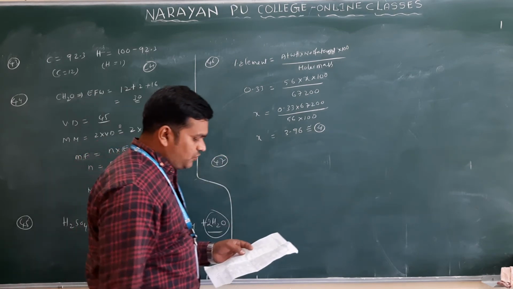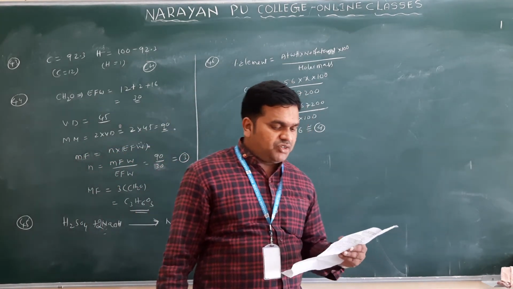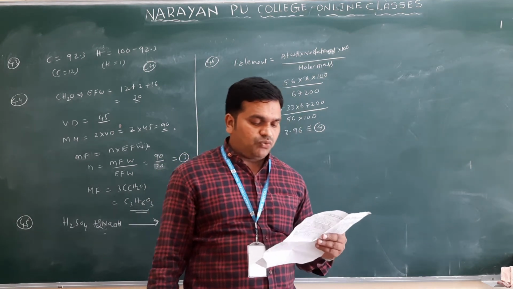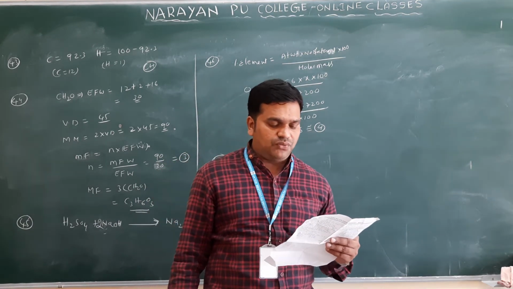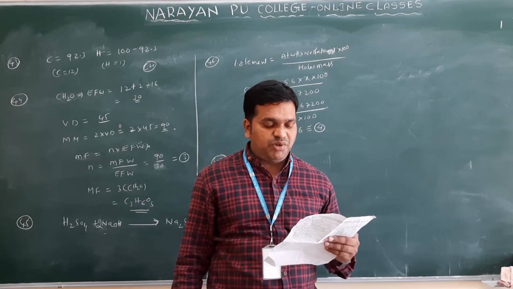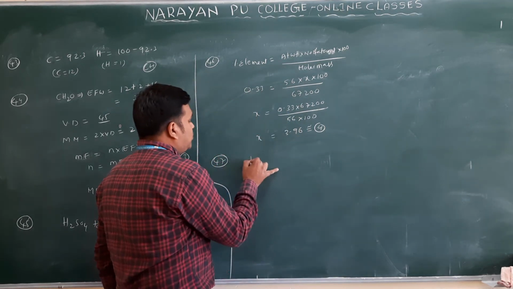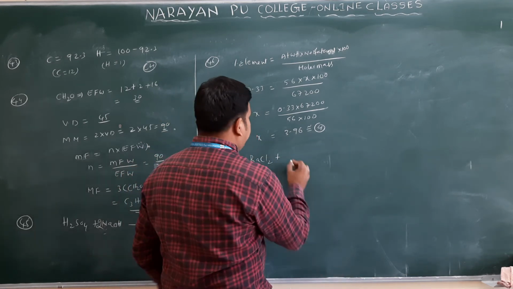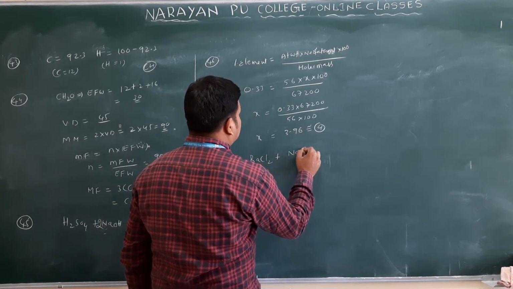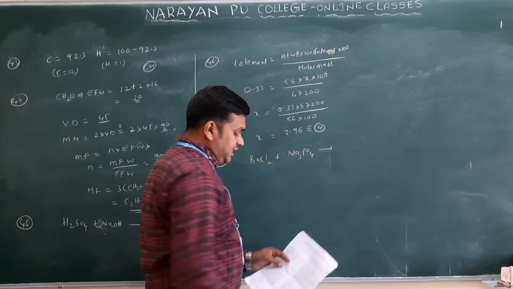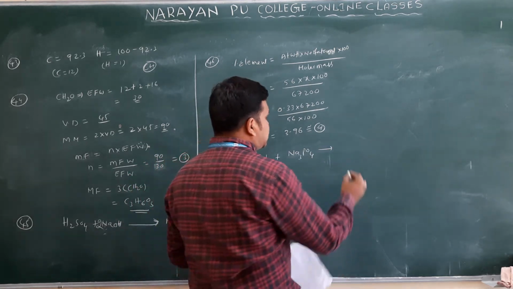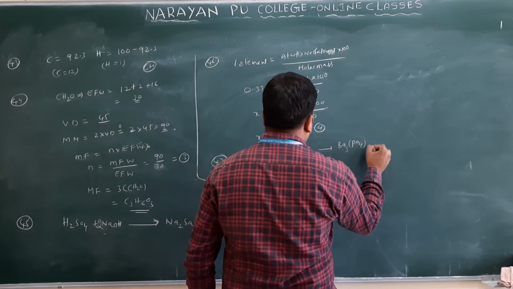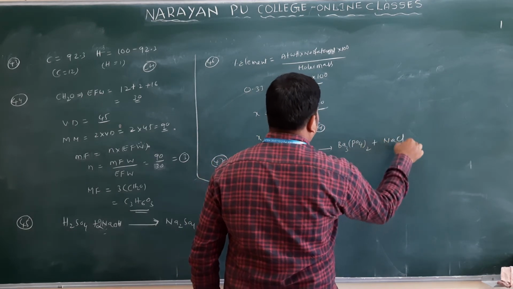Now you can see question number 47. We have 0.5 mole BaCl2 mixed with 0.2 mole Na3PO4. What is the maximum number of moles of Ba3(PO4)2 that can be formed? BaCl2, barium chloride, is mixed with sodium phosphate, Na3PO4. Then what compound will you get? You will get barium phosphate, Ba3(PO4)2, and you will get NaCl.